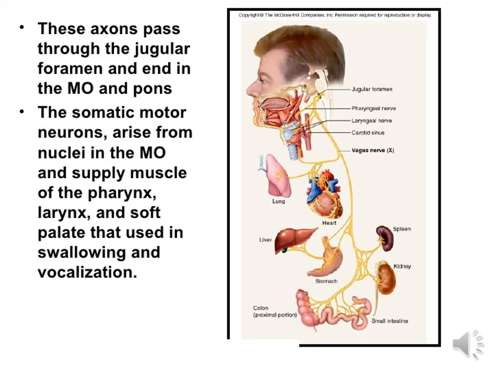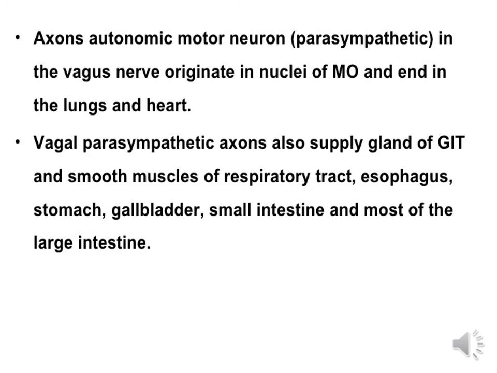The somatic motor neurons arise from nuclei in the medulla oblongata and supply muscles of the pharynx, larynx, and soft palate, which are used in swallowing and vocalization. The axons of autonomic parasympathetic motor neurons in the vagus nerve originate in nuclei of the medulla oblongata and end in the lungs and the heart. The vagal parasympathetic axons also supply the glands of the gastrointestinal tract and smooth muscle of the respiratory tract, esophagus, stomach, gallbladder, small intestine, and most of the large intestine.